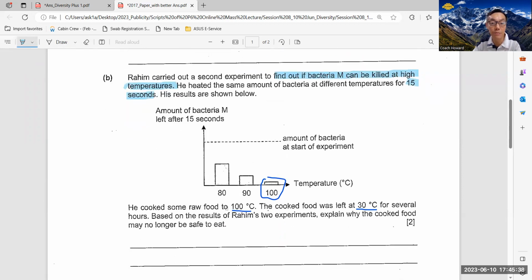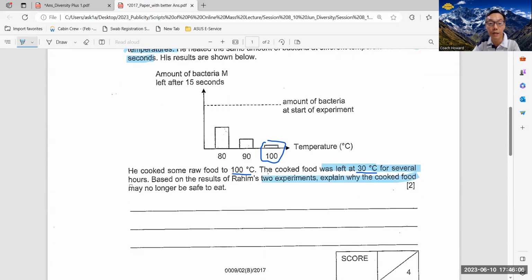He cooked some raw food to 100 degrees Celsius. Can you highlight this part? The food was left at 30 degrees Celsius for several hours. That means after cooking, the person placed the food outside at a room temperature of 30 degrees Celsius. And they ask you, based on the results of Rahim's two experiments, explain. Now it's explain, so you must give a reason. Explain why the cooked food may no longer be safe to eat.